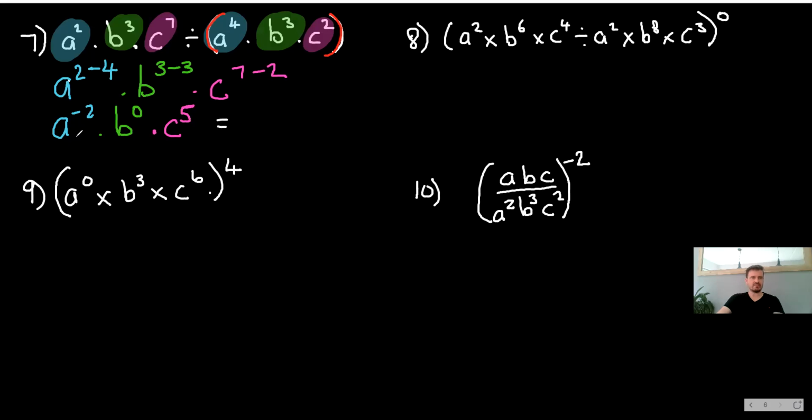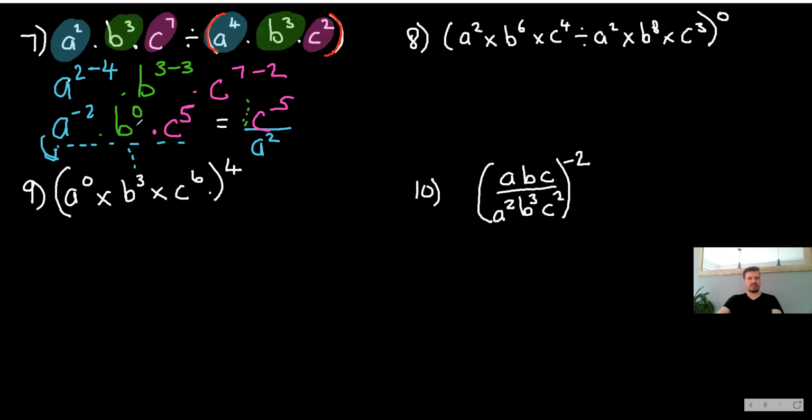So now A to the minus 2 is going to go to the bottom, because remember there's a ghost 1 here. So A is going to go to the bottom and become A to the 2. B to the 0 is just 1. And C to the 5, remember, and I don't really need to write the 1 because I'm going to have a C5 here. C5 stays at the top.